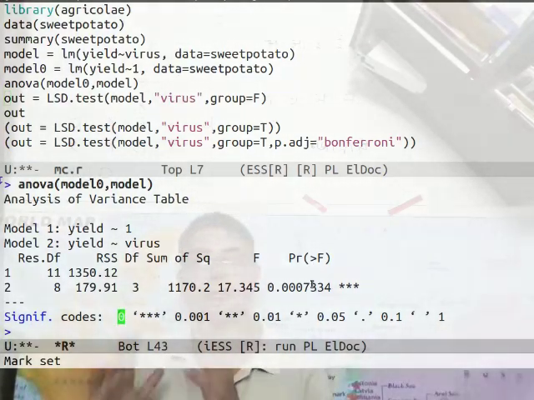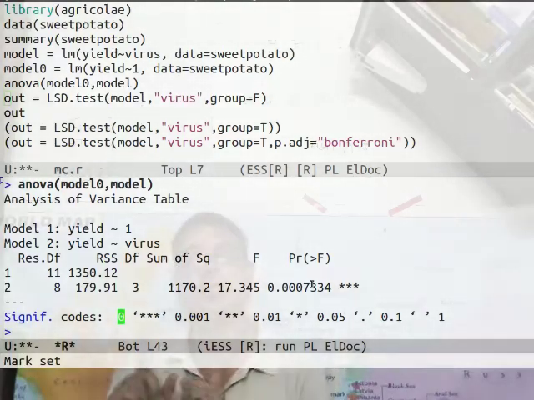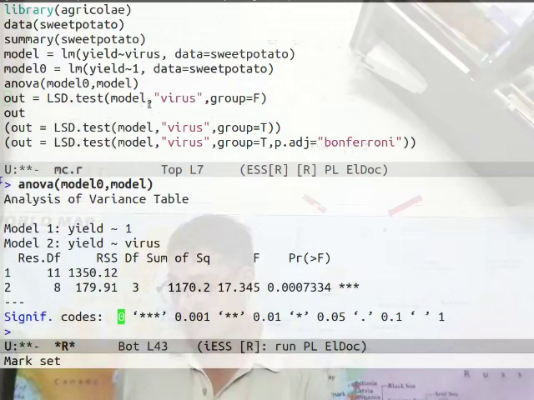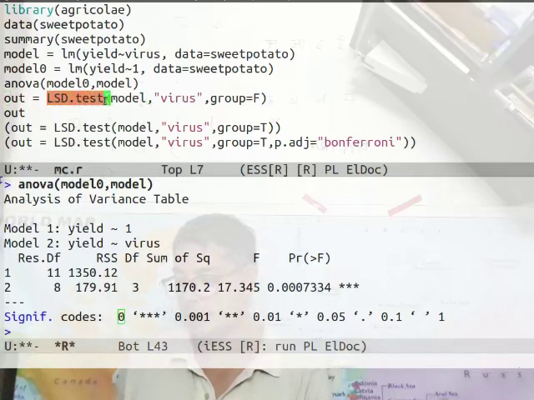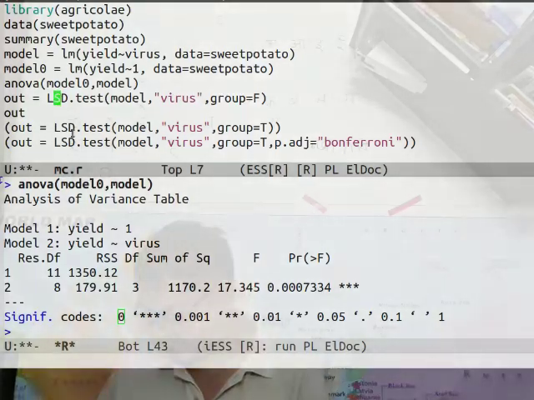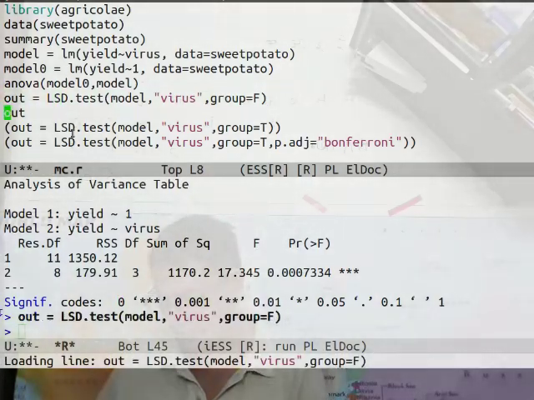We do not say accept in all the cases. We do say we know possibly there is going to be at least one reject. Some two levels differ in terms of yield. Okay, so we carry out the LSD test. The LSD test is something which is in this package. So I write out LSD test. Let's carry out the test. And I want to see what's inside of it.